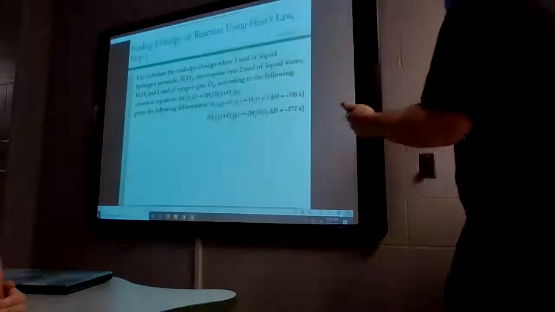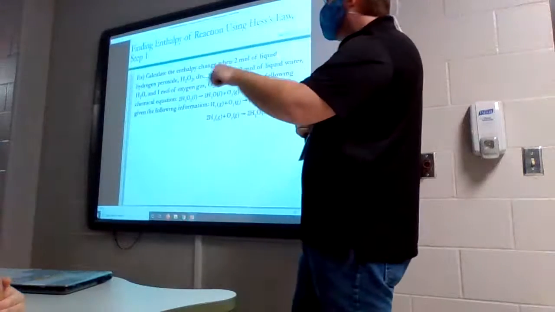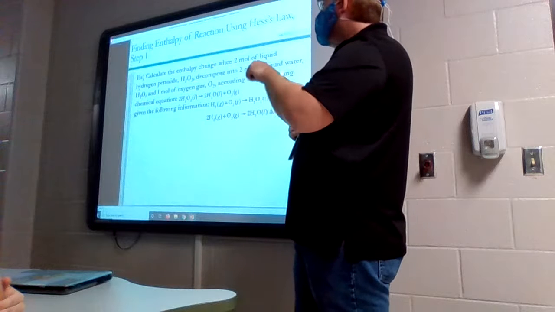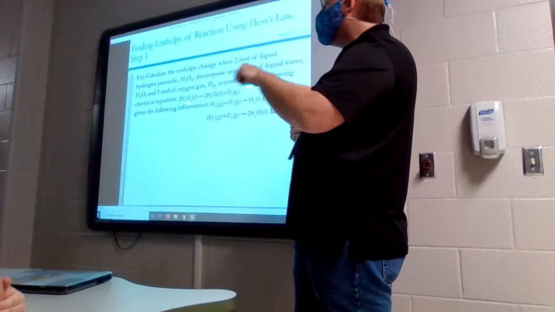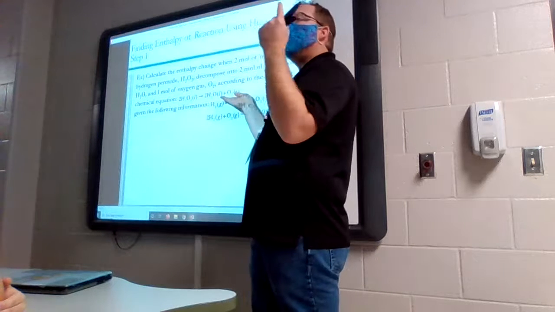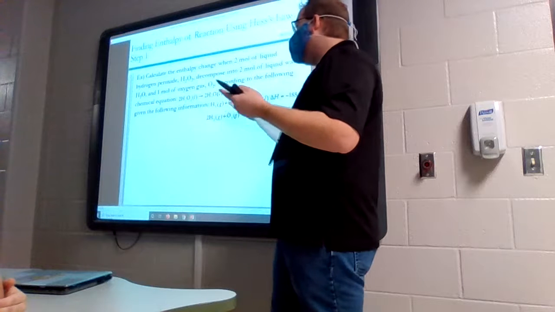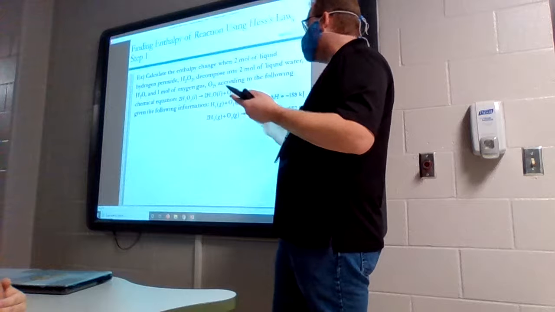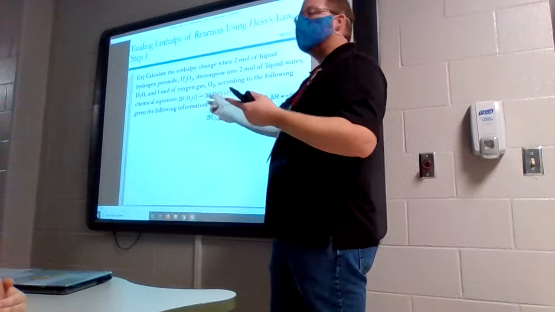So here's your example. They tell me, calculate the enthalpy change when 2 moles of liquid hydrogen peroxide decompose into 2 moles of liquid water and 1 mole of oxygen gas according to the following chemical equation. So here's my chemical equation. This is my goal equation. This is what I want to create. Here are my other 2 equations that they give me, and they give me numbers for. So I need to take these and turn them into this.